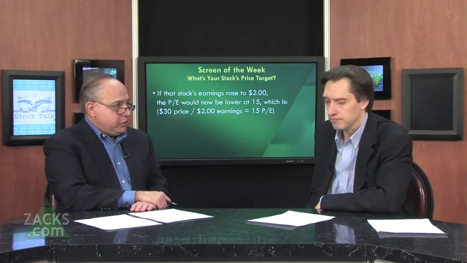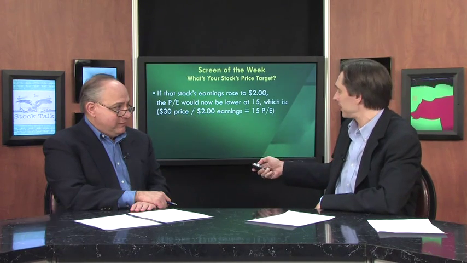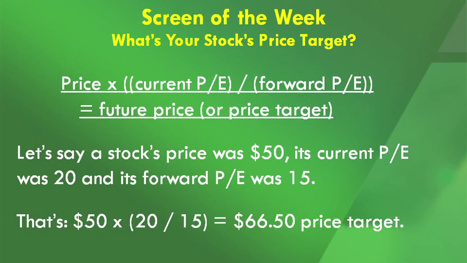And what's the calculation for figuring out the price target? Yeah, let's pull up a slide for this one. All right. Okay, so check it out. The calculation is price times the current PE divided by the forward PE. That equals the future price, or the price target.